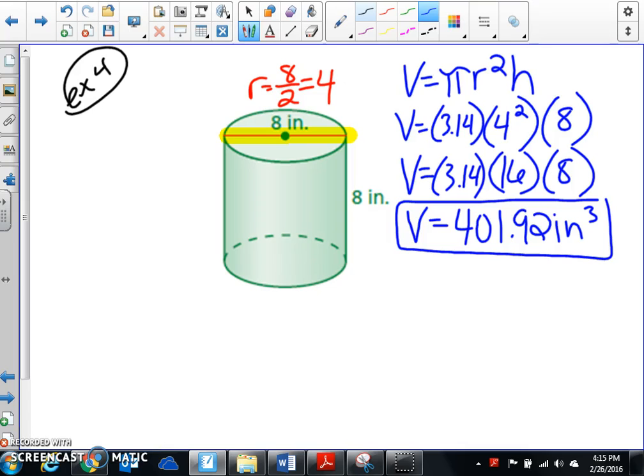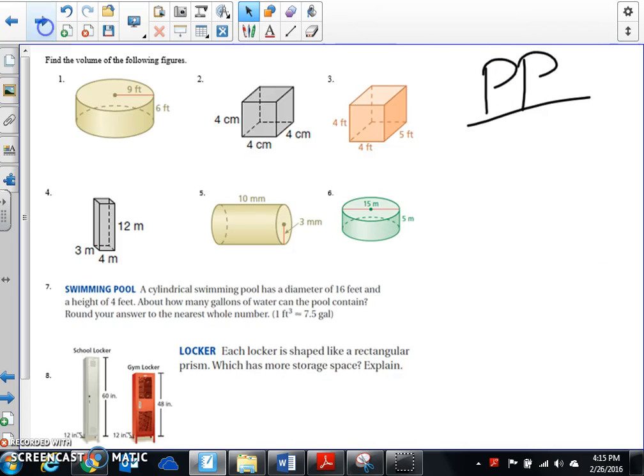All right. I think that's all I gave you for examples because it's pretty straightforward. So here are your practice problems. Make sure you do 7 and 8 and think about them, because for number 7, look, it says how many gallons of water can the pool contain? Okay, so down here, not only are you going to have to figure out how many feet are in there, but then you're going to have to convert using that scale. All right, and then you need to tell me which, the school or the gym locker, has more storage space, and I need to see all your work. Okay?